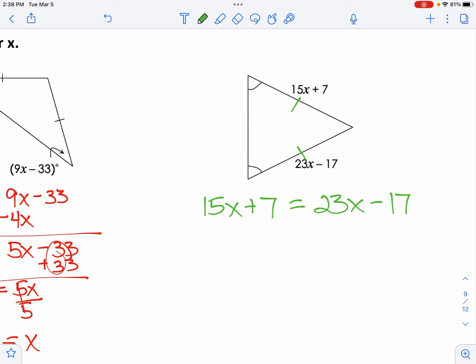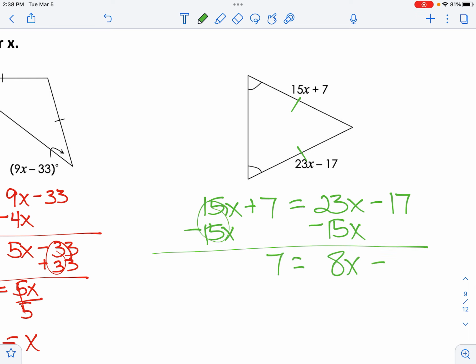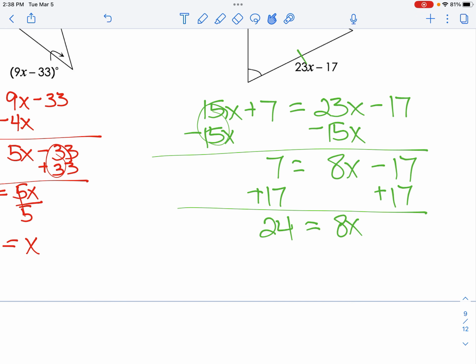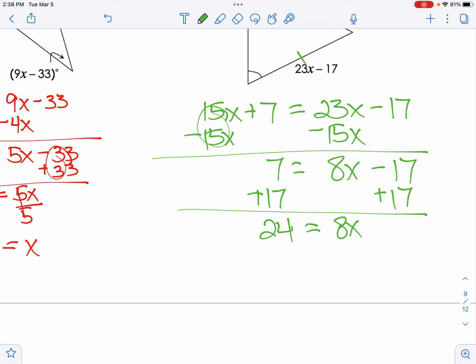And then get all your x's on one side to solve. We got 7 equals 8x minus 17. Add 17. We got 24 equals 8x. And then divide by 8 on both sides. So we're going to get 3. Okay. And again, we're solving for x, and that's it.